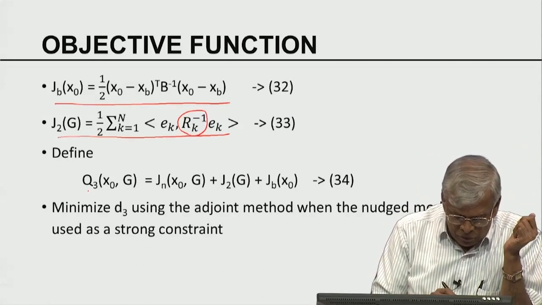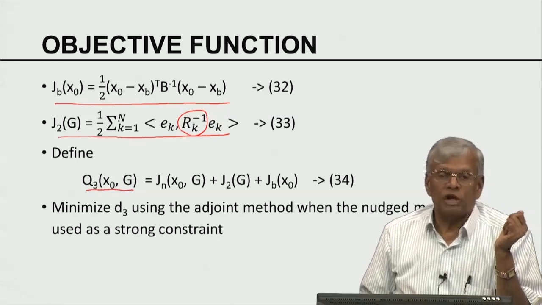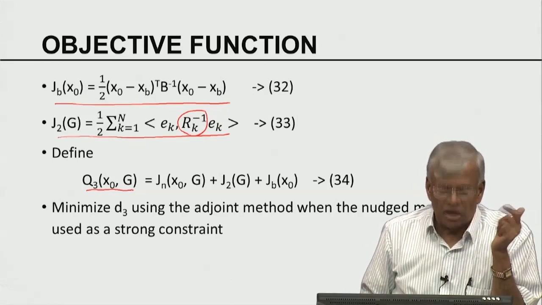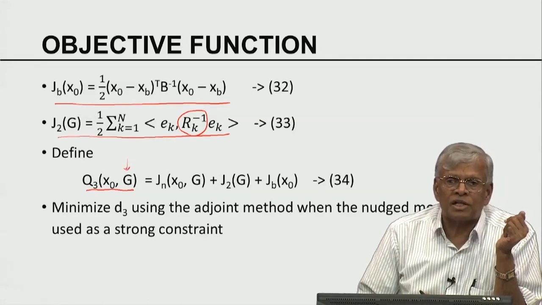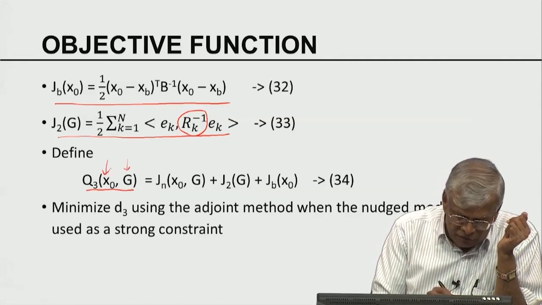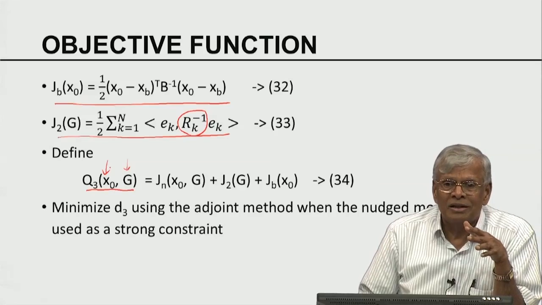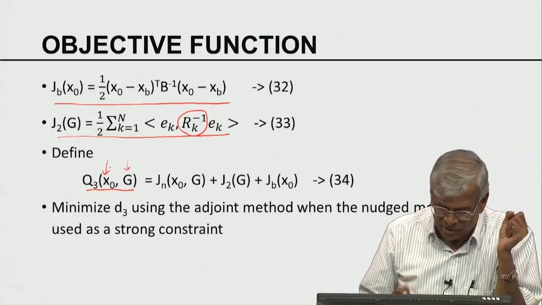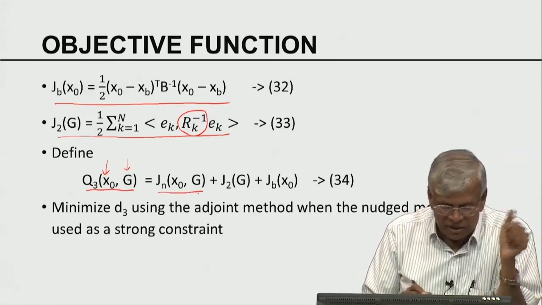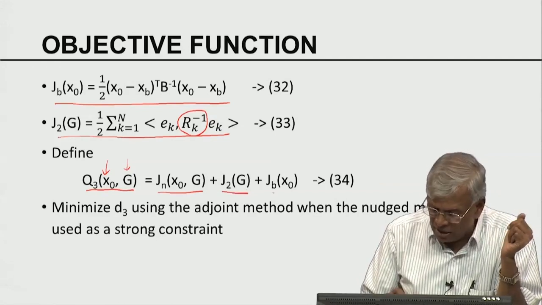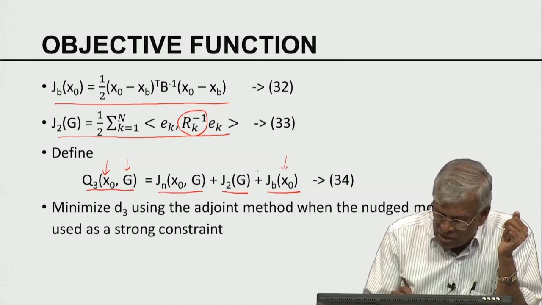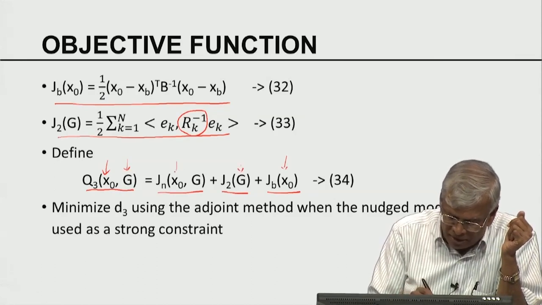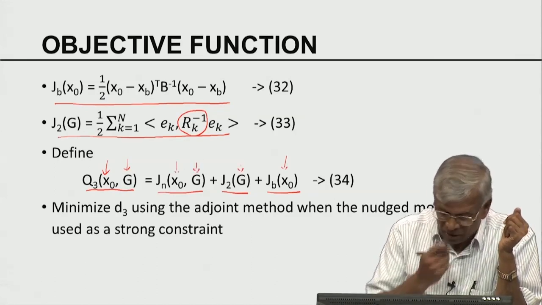So you concoct a new cost function. Please understand, until now we only considered a cost function as a function of G. Now the cost function is a function of X naught and G. So it's a slightly extended formulation. J to G we have already seen, and J to X naught. So there is a penalty coming out of X naught, there is a penalty coming out of G, there is a penalty coming out of X naught and G.